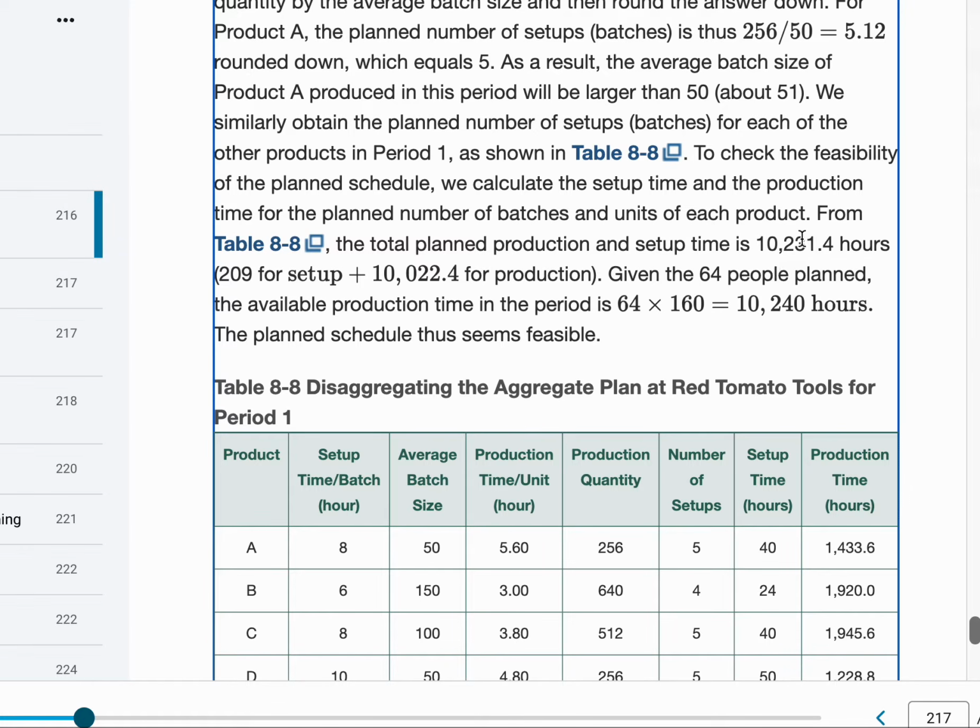So we need 10,231.4 hours of production. We have 10,240 hours available. So this is a feasible schedule. If the total time turns out to be more than this, then you have to tweak this to make sure that the schedule becomes feasible.